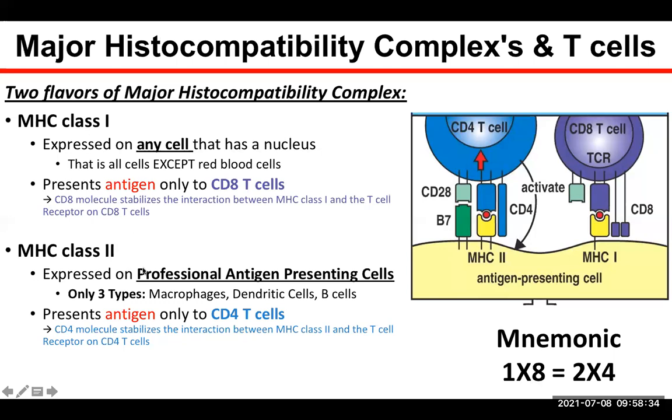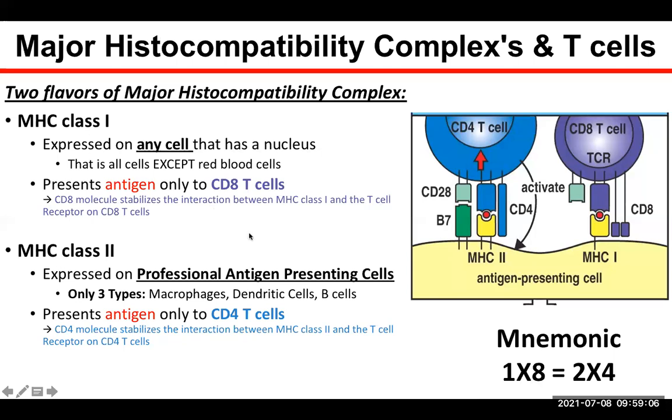As opposed to the MHC class 2, which is only expressed on these 3 cell types, which are called professional antigen presenting cells. And they present antigen to only CD4 T cells. And that's to help facilitate the further driving of the immune system to clear the pathogen. And just like CD8, CD4 is also a co-receptor that helps stabilize the T cell receptor MHC class 2 interaction when this antigen presentation is occurring.